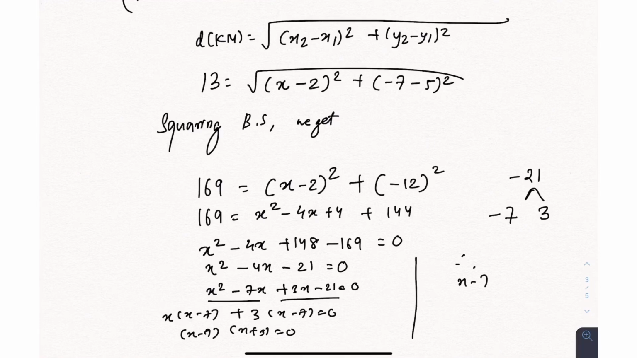Therefore, either x minus 7 is equal to 0, that is x is equal to 7, or x plus 3 is equal to 0, x is equal to minus 3. So these are the two possibilities. x can be equal to 7 or x can be equal to minus 3.